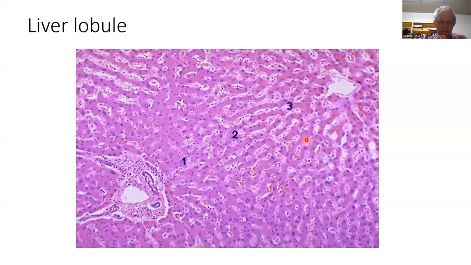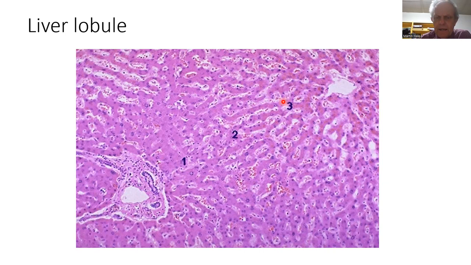So there's a diagrammatic, at least a continuation of that diagrammatic form. And here you can see that we've got a portal tract there. We've got the bile duct there. You've got the portal vein there. You can't see the hepatic arteriole, but it's probably there, could be buried in that. And then here you've got the central vein.